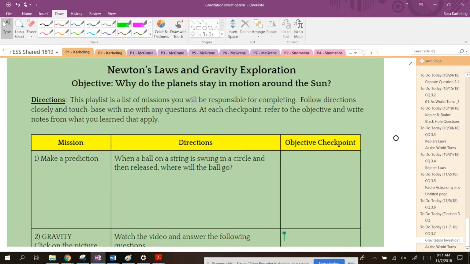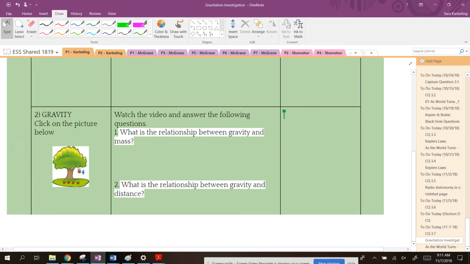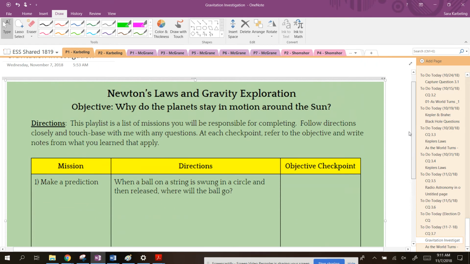The question says, why do the planets stay in motion around the sun? So for each of the things that you have here, step 2, step 3, they just keep going. After you answer the questions in the middle part, I want you to look at the objective and see if you can put a little bit more information there as to why the planets stay in motion around the sun. Okay? Does that make sense? I'm going to give you 15 minutes to work fast. Work hard. You've got this. All right? Go, go, go.